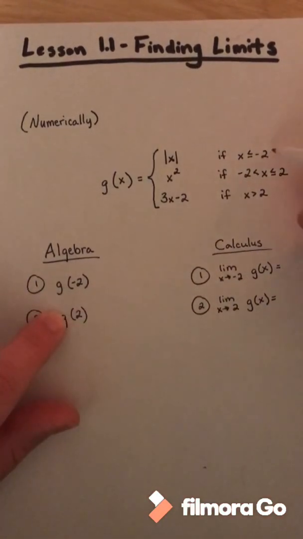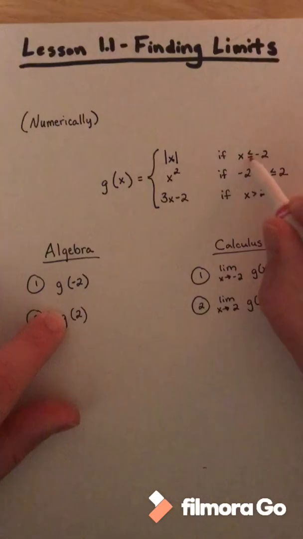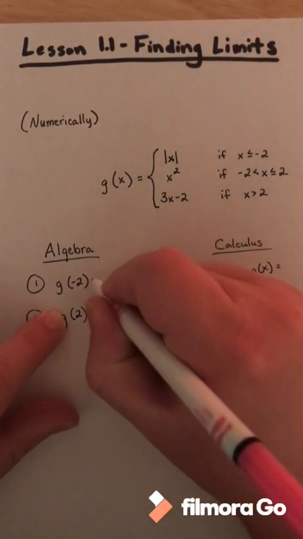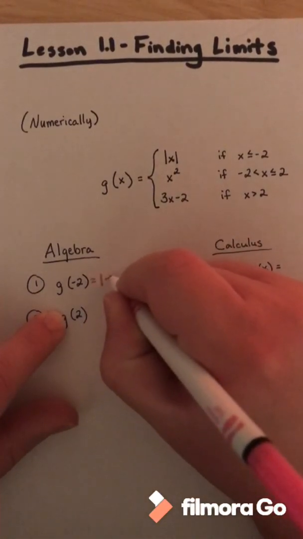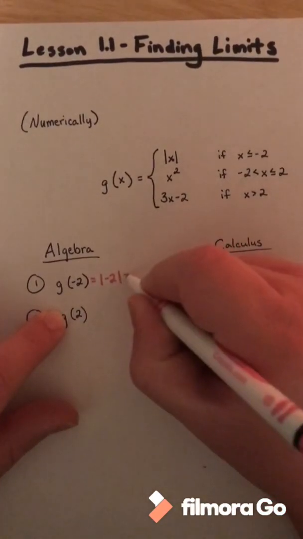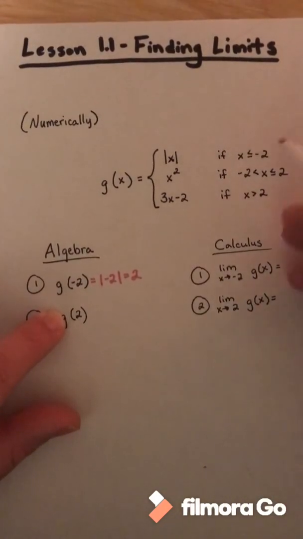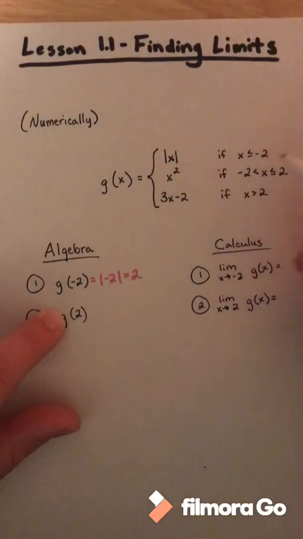Well, I notice up here, x is less than or equal to -2, so I need to plug into the top piece. I need to plug into the absolute value of x. So I'm going to plug -2 into the absolute value, and I should get +2. Again, we had to plug into the top one because our x was less than or equal to -2.